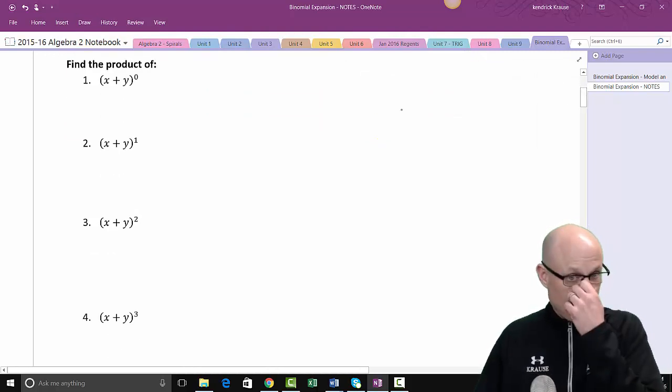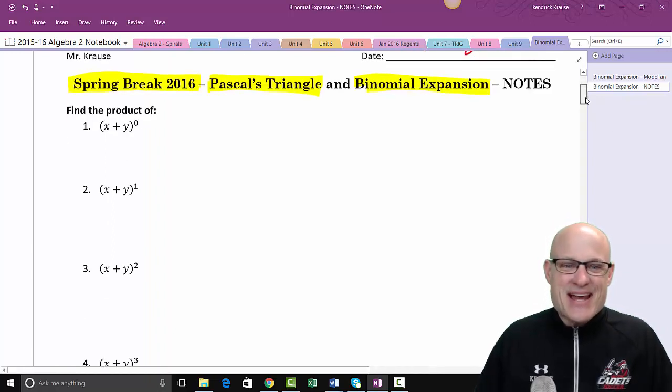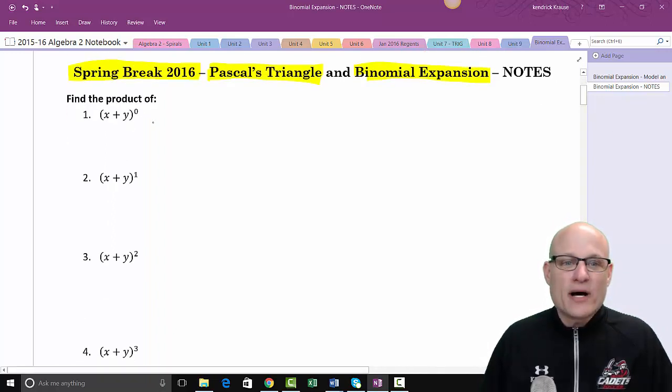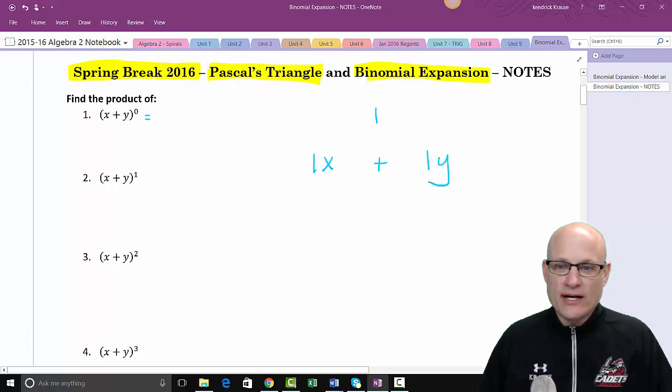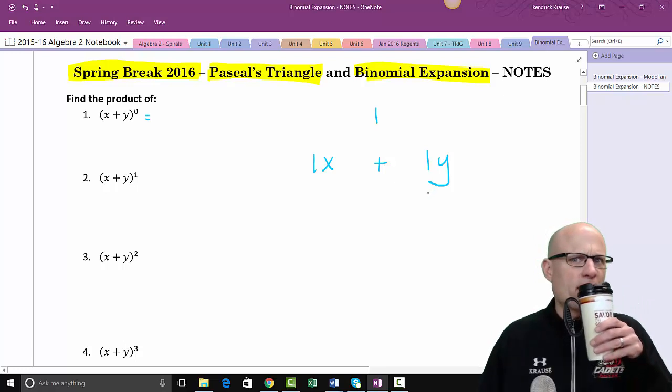All right, so anything, and I mean anything, raised to the 0 power is equal to 1. I'm going to put it in the middle. You'll see why later. (x + y) to the first power is just 1x plus 1y. You'll see why I'm doing this in a minute. It's kind of cool. Make sure your notes follow my notes.